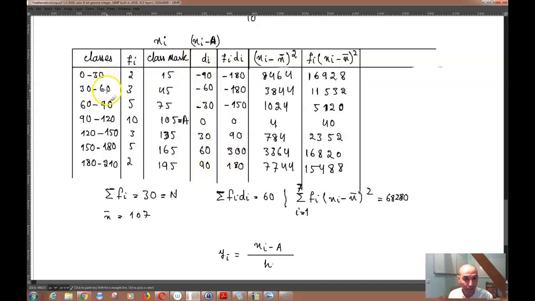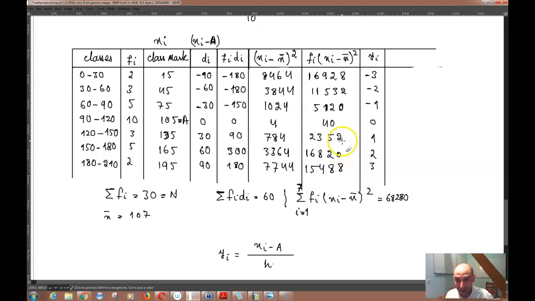And then if I divide that by h, then y of i would be this column, whatever we have here, divided by the class size, which is 30. So that's negative 3, for example. That's negative 2. That's negative 1. That is 0. That is 1. That is 2. And that is 3.